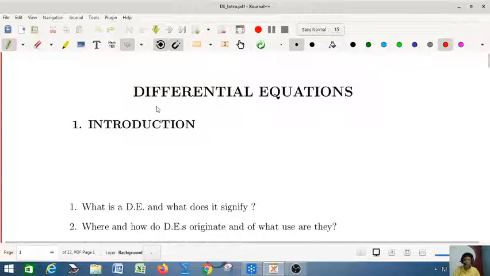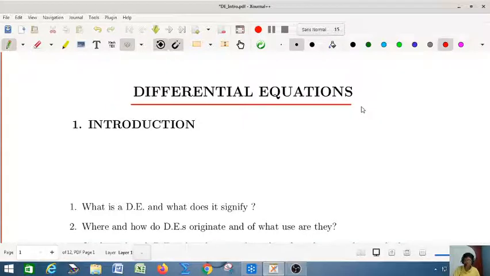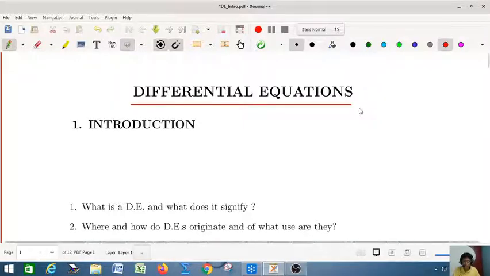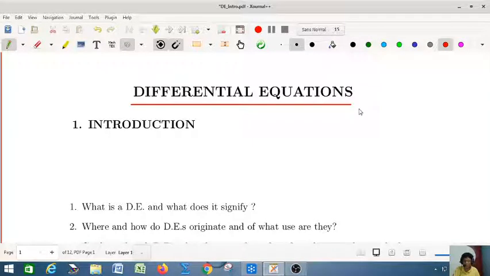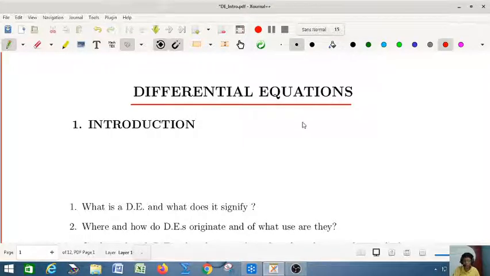Today our topic is differential equations. A very important topic in mathematics. Mathematics plays a pivotal role in many scientific and engineering disciplines, and ODE is certainly an important branch of it. The subject of differential equations constitutes a large and very important branch of modern mathematics, right?